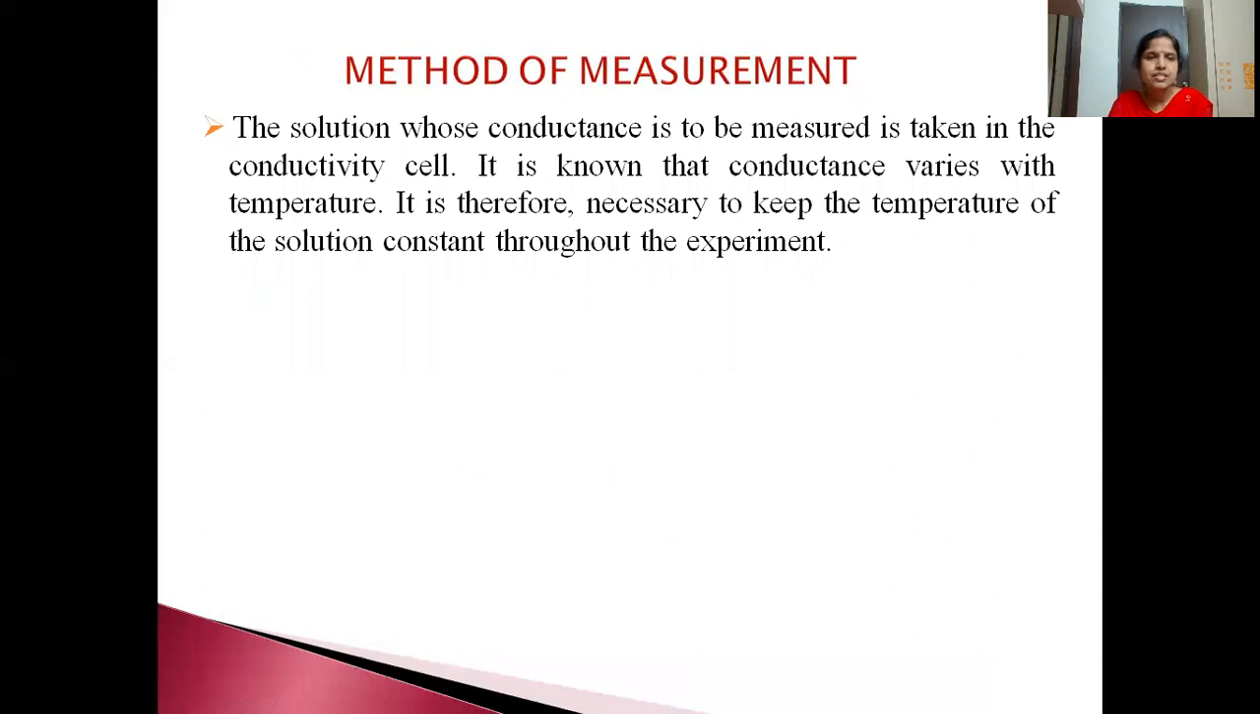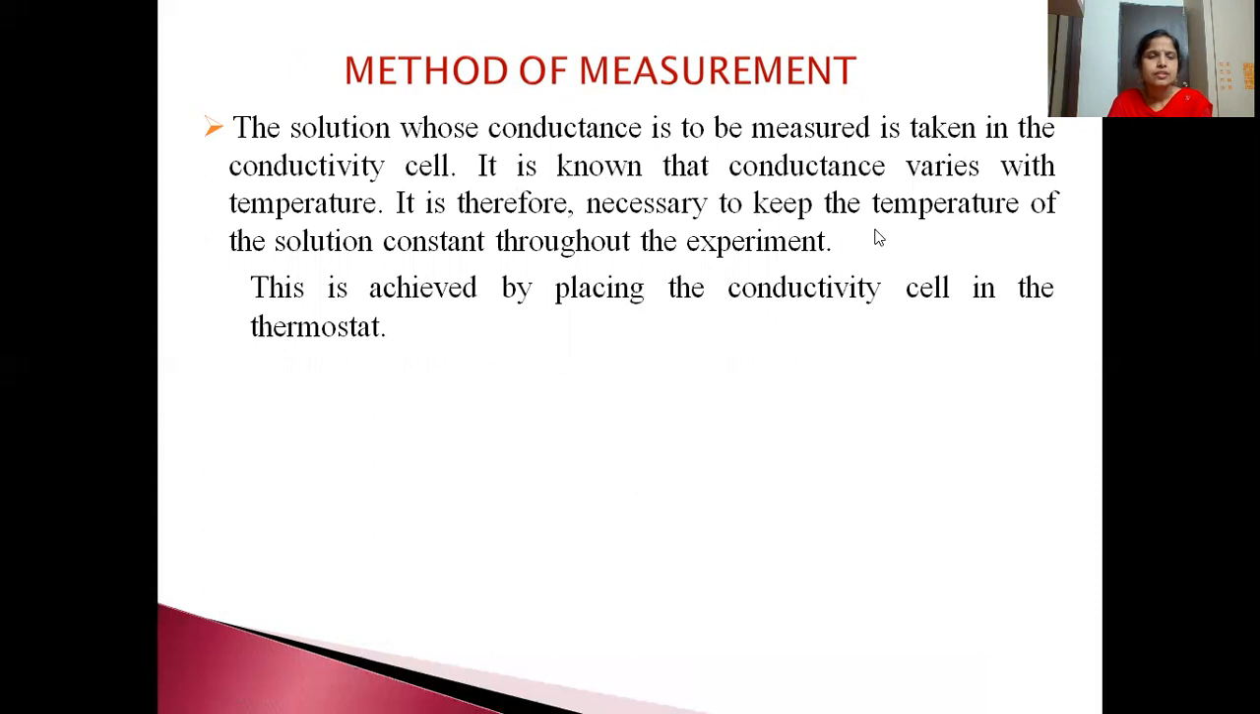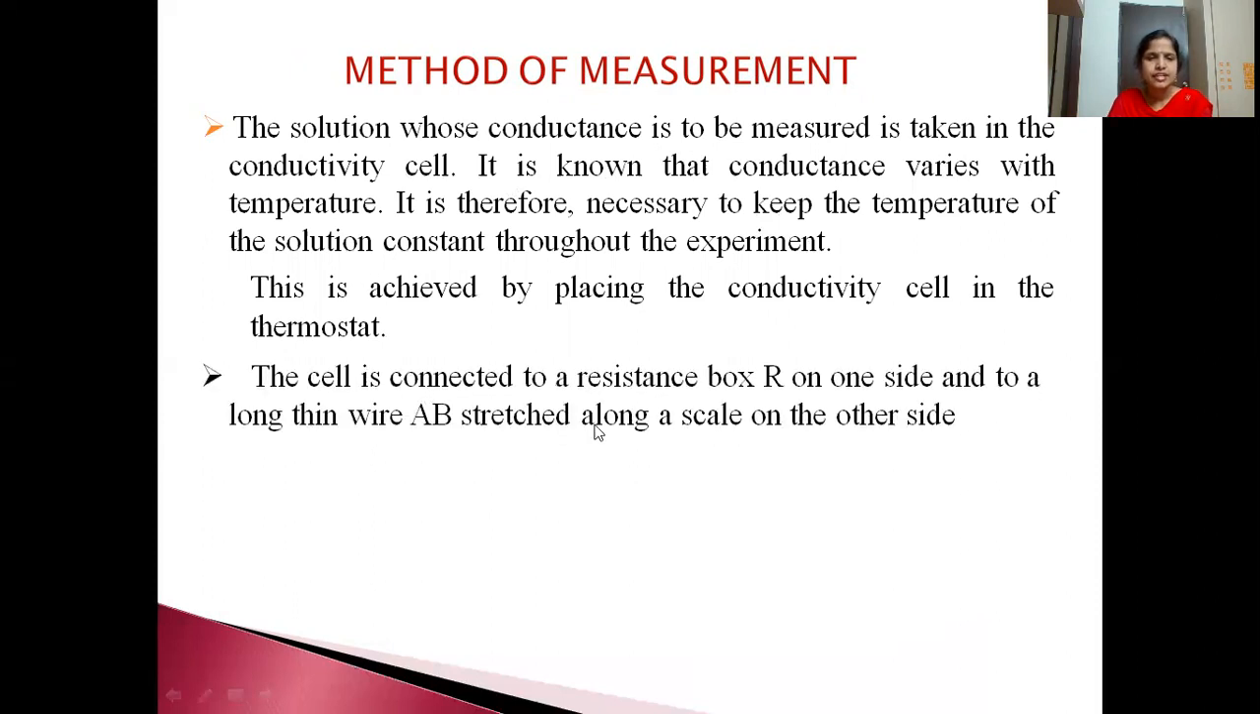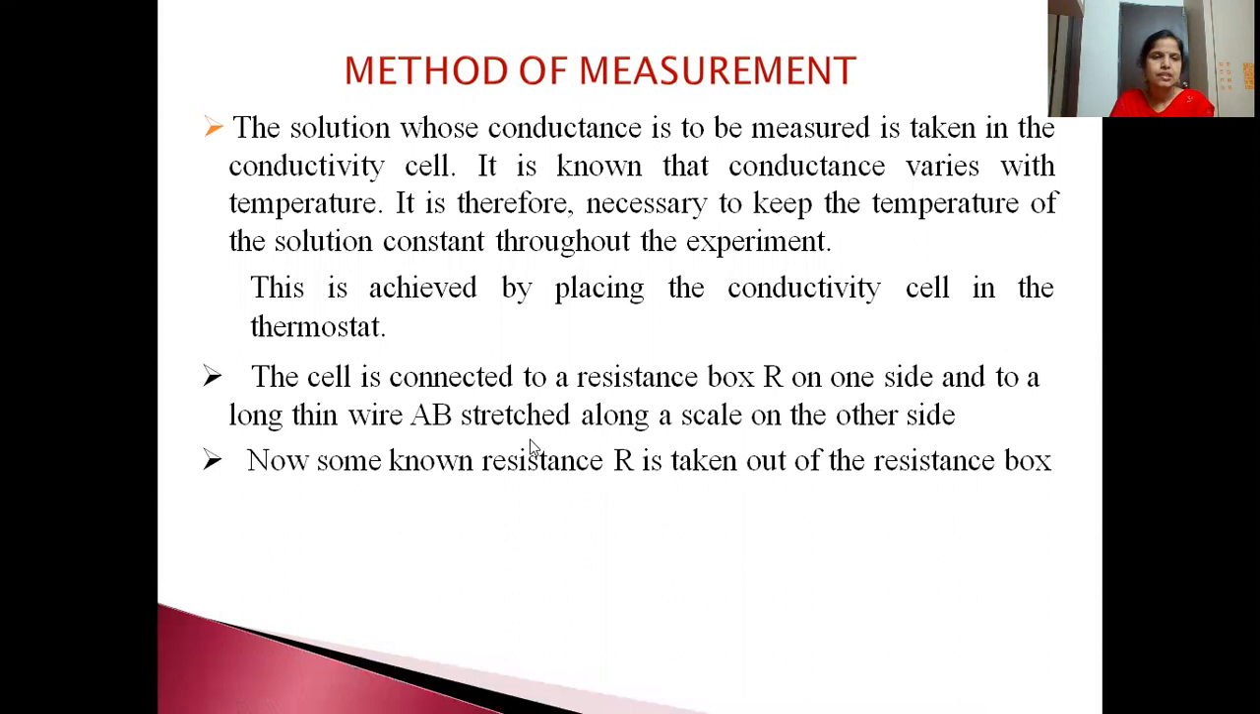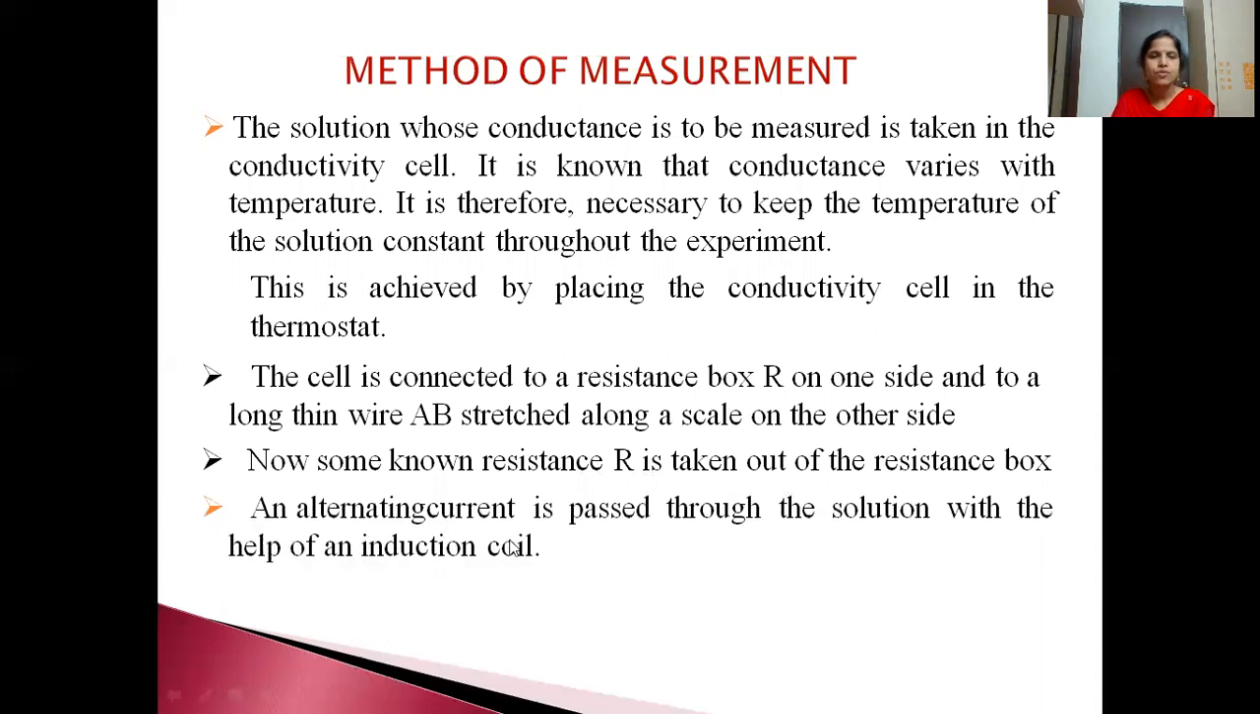Here the solution for the conductance is taken in a conductivity cell, and it is kept in a thermostat. The cell is connected to a resistance box R on one side and also to a long thin wire AB. Now a known resistance R is taken out of the resistance box. We pass alternating current, that is AC, through the solution with the help of that induction coil.